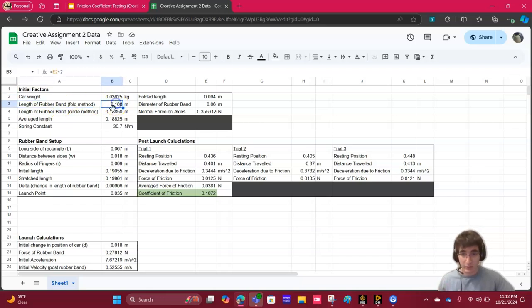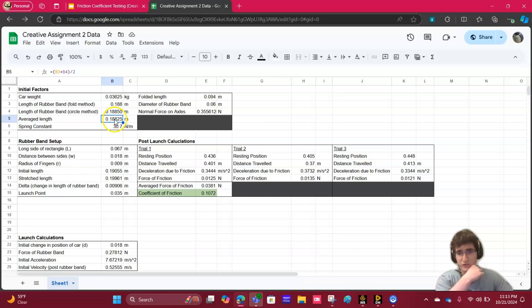The length of the rubber band I found in 2 different ways. I found it by folding the rubber band to where I just had 2 strips, and then that gave me this value. So I have my folded length, I multiplied that by 2 to get this. And then I also tried another method of trying to make the rubber band a circle to the best of my ability. I got this diameter, and then I plugged that into the equation for the circumference of a circle, and I got that. So then I averaged these 2 values to get an average length of this.